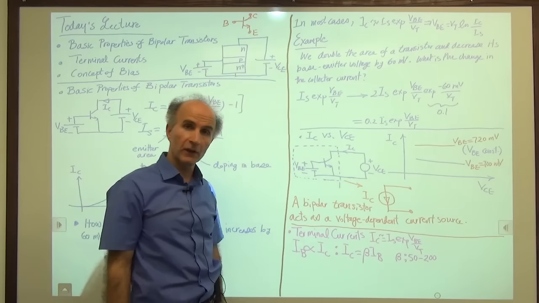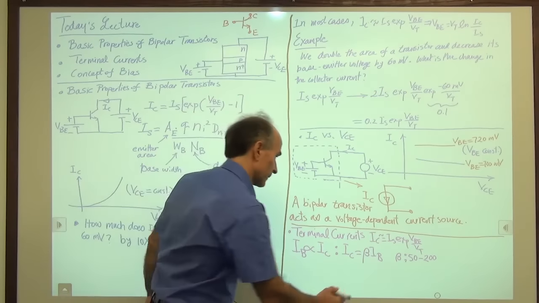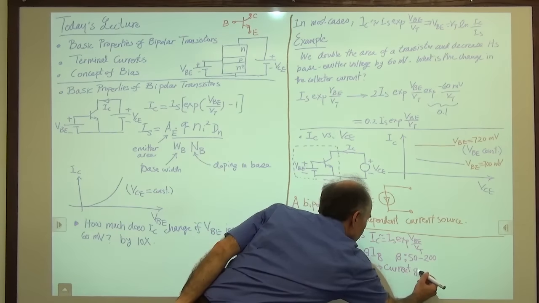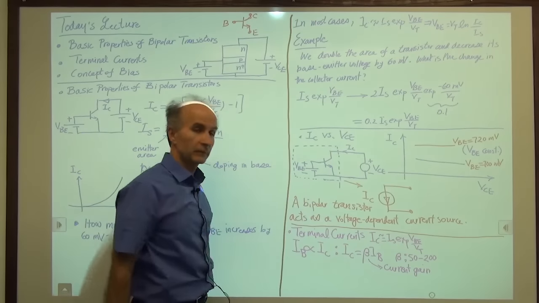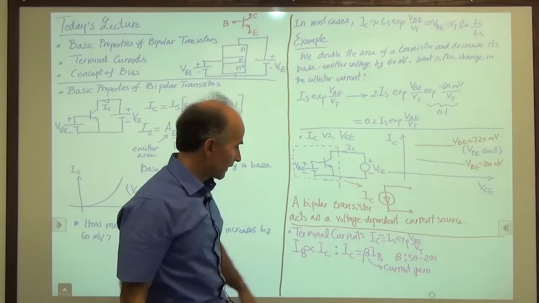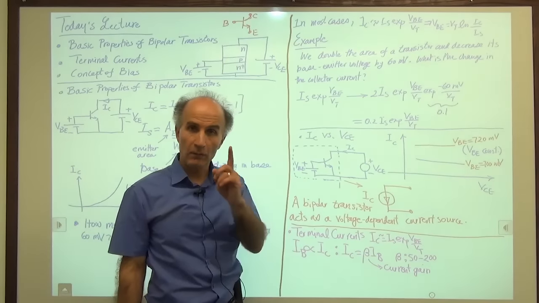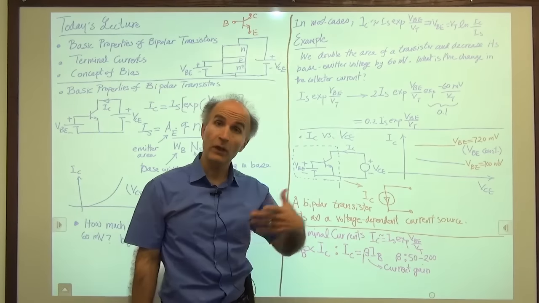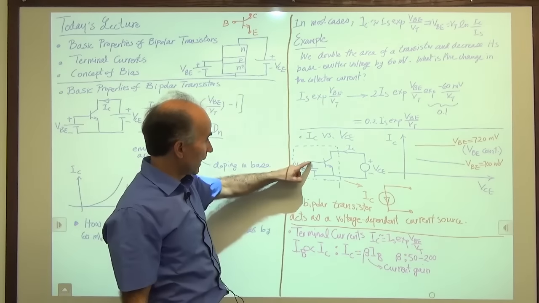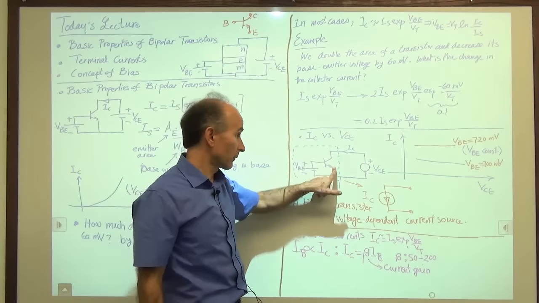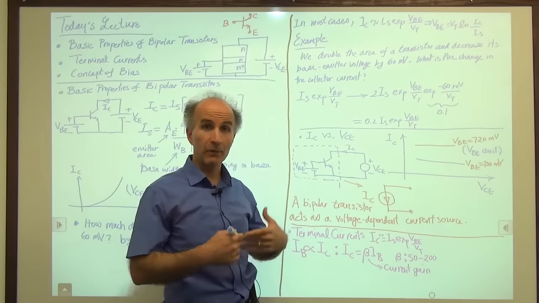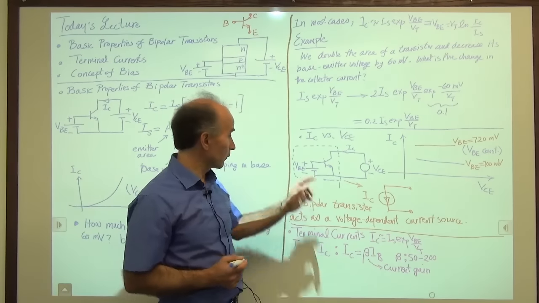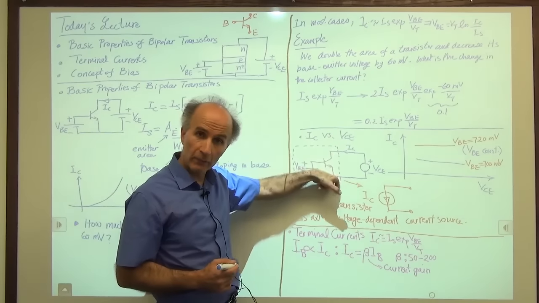Beta has a name. We call it the current gain of the transistor. Why? Because it says that if IB is, for example, 1 microamp and beta is 100, then IC is 100 microamps. So if we have 1 microamp going in here, we get 100 microamps here. So there's a gain involved. There's an amplification involved. So that's why we call it current gain. For 1 microamp into the base, we get 100 microamps in the collector.